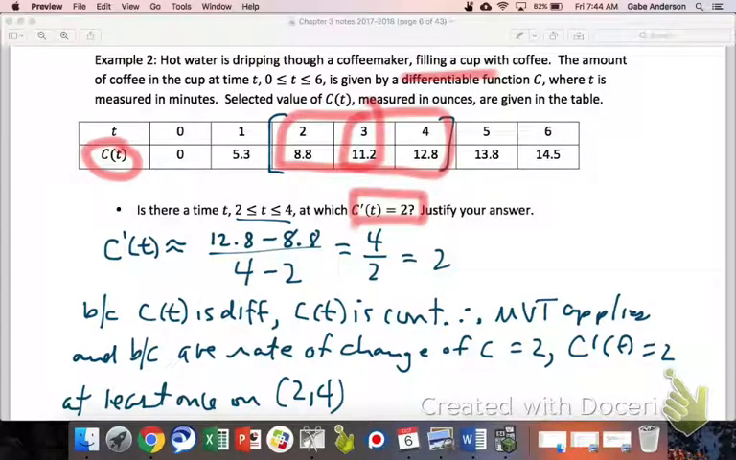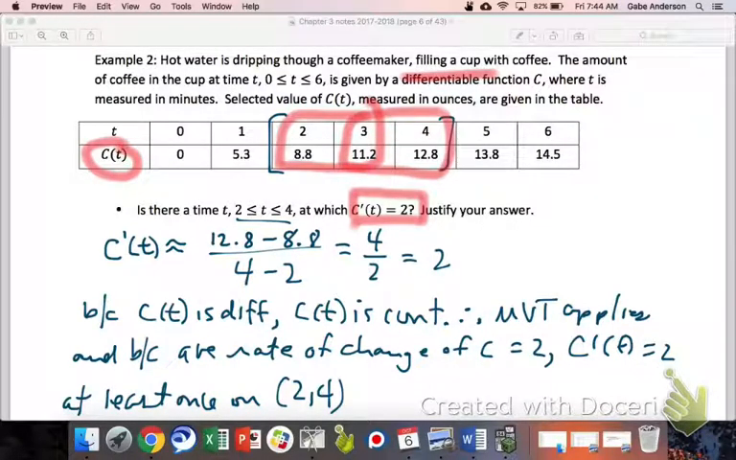So if that slope of the secant line wasn't 2, you couldn't use MVT. You might be able to use IVT. This was set up to work nicely with MVT. So if it works out perfectly, you can use it. In a case like this, sure.